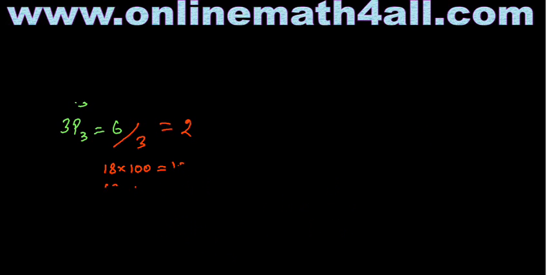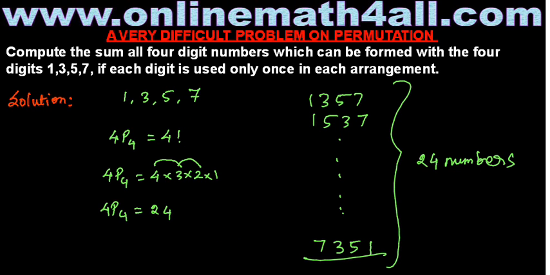Okay, I will show you how to find the sum of all the 4-digit numbers. Please give me a moment, I will just move to the previous page. Okay, I have already told you we have 4 digits. With these 4 digits we will be able to form 24 4-digit numbers because 4P4 is 24. So we get 24 4-digit numbers.